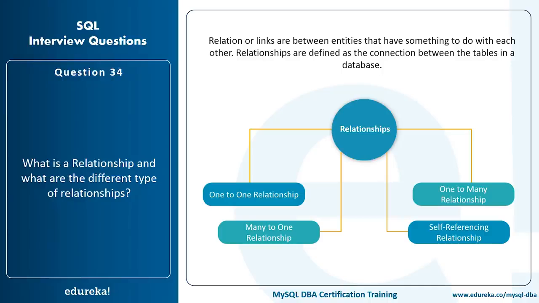So when I say one-to-one relationship between both the tables, table A and table B, a single record in table A will be related to a single record in table B. Coming to one-to-many relationship, a single record in table A can be related to many records in table B. Next, coming to the many-to-one relationship, many records in table A can be related to one record in table B. Coming to self-referencing relationship, it basically means that you can have a single table out of which two columns are related to each other with a relationship.